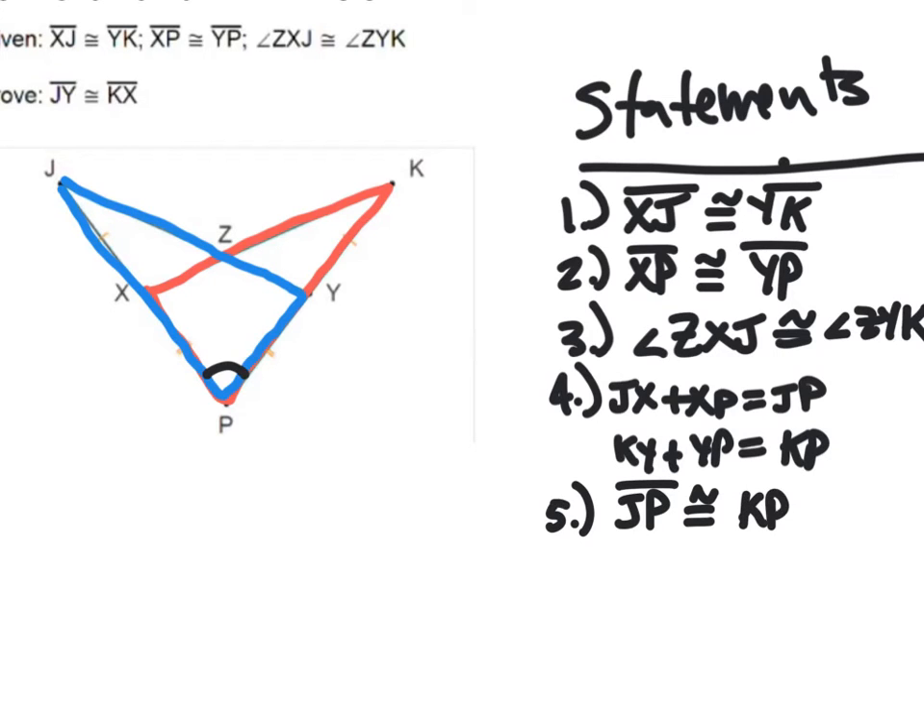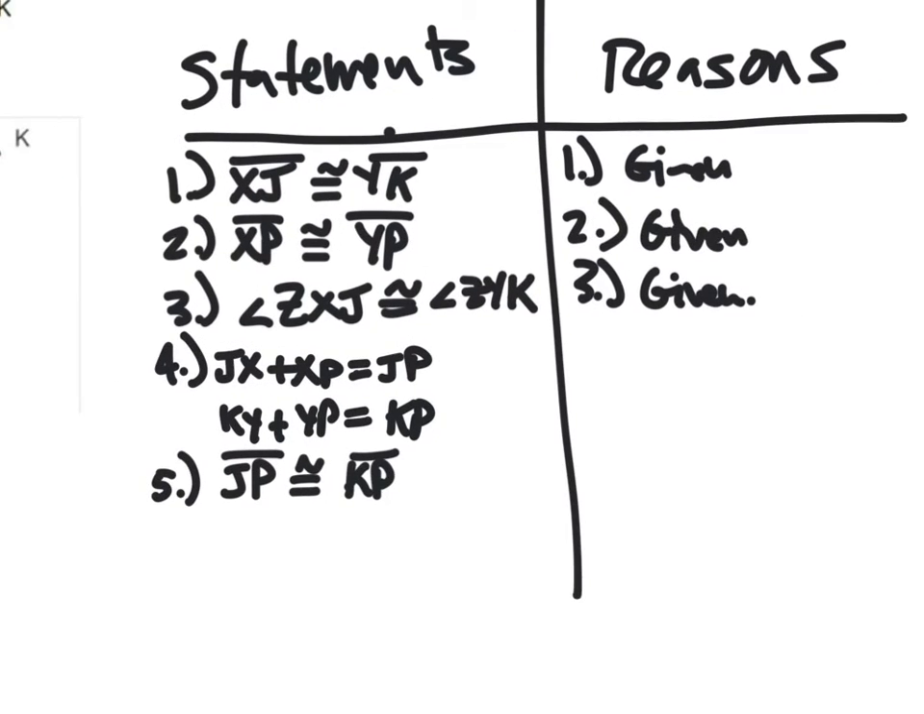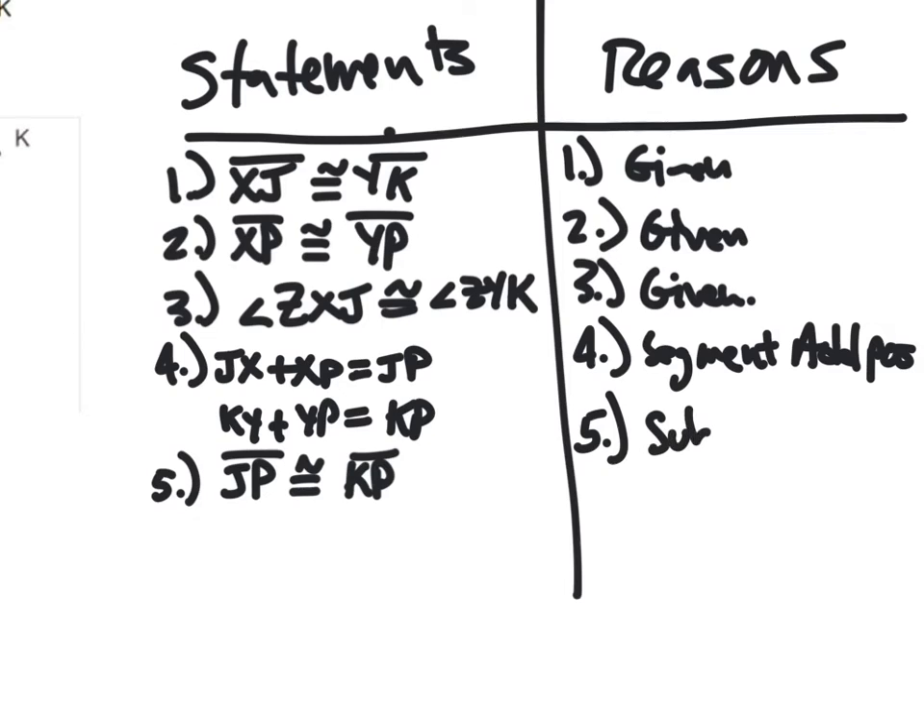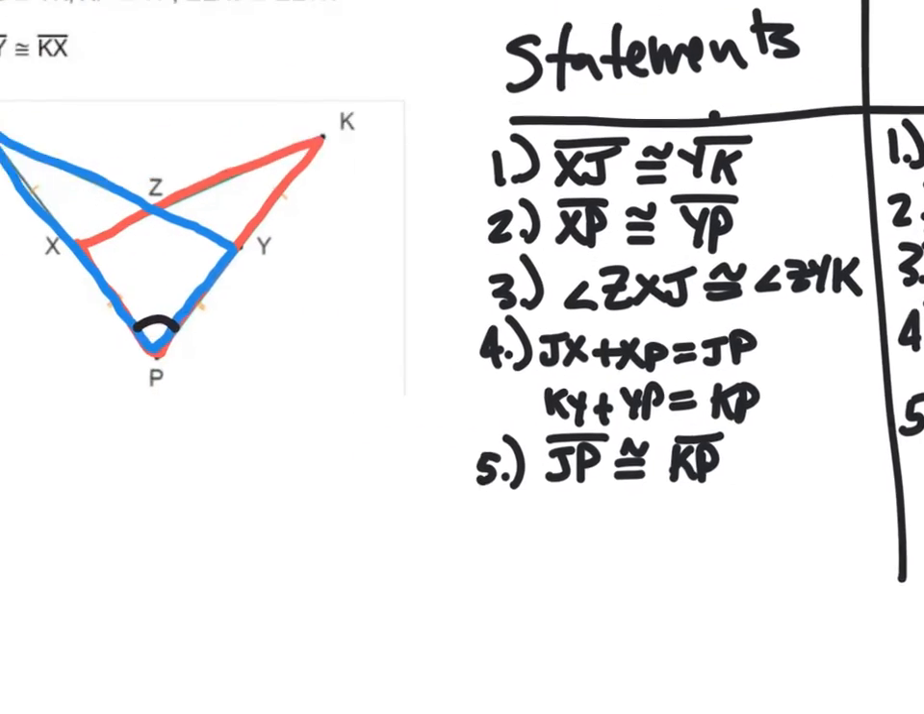is congruent to KP, okay? And so the fourth step, what I did was the segment addition postulate. And then step 5 is substitution, okay? I'm skipping a couple steps here, but we're basically just substituting XJ into KY and XP into YP, and we just know that. So I am skipping a couple steps here, but I'm just trying to get through the logic of it.